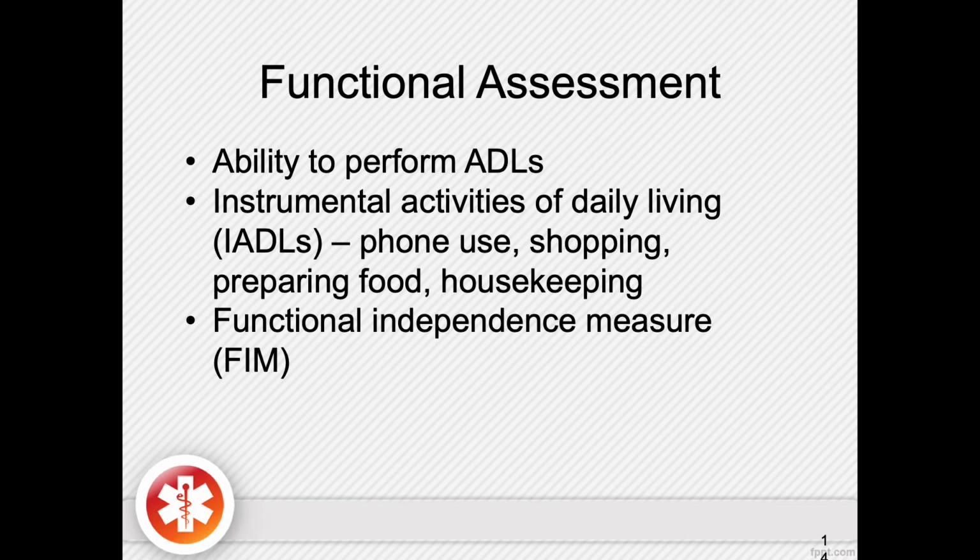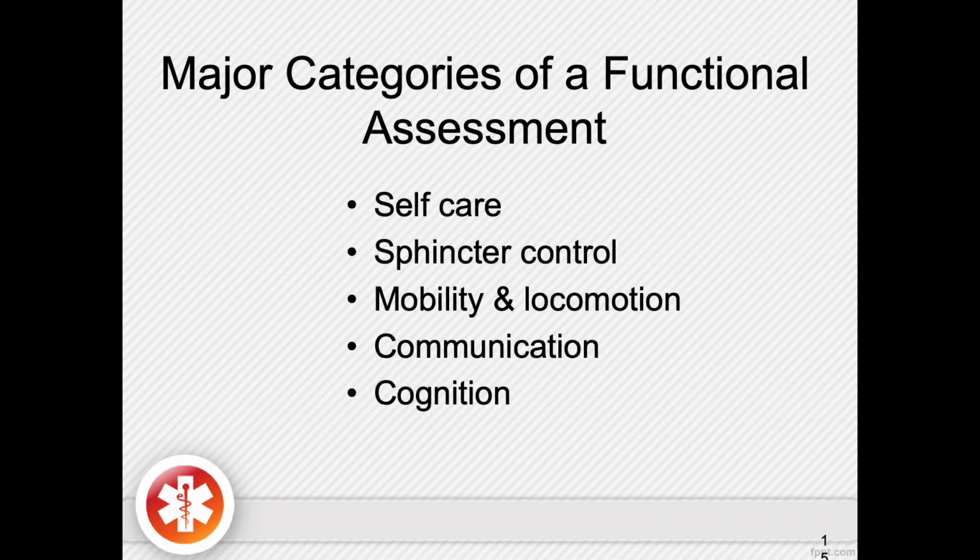A functional assessment really determines the patient's ability to care for themselves. So, the nurse should look at the ability of the patient to perform activities of daily living. And these include things like phone use, shopping, preparing food, housekeeping, and giving themselves water. Now, you may use a tool such as an FIM, which is called a functional independence measure. It determines how independent, given the patient's condition and disabilities, the patient can be without assistance. So the focal points of these functional assessments include self-care, sphincter control, mobility and locomotion, the ability to communicate properly, and proper cognition for safety.